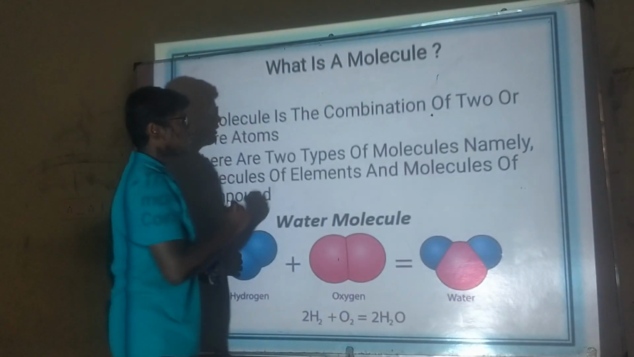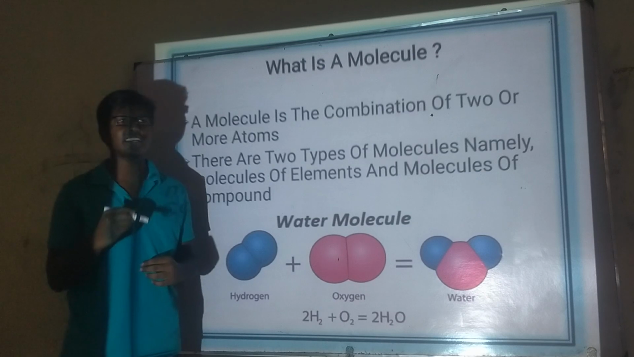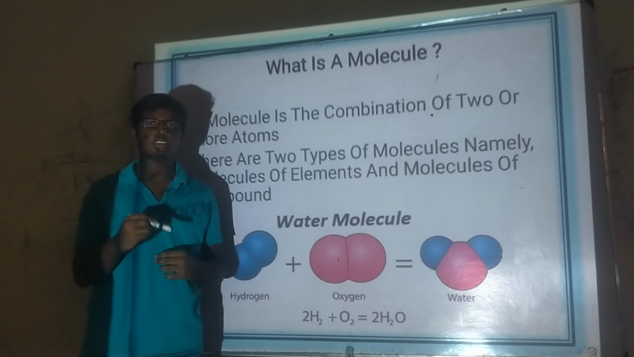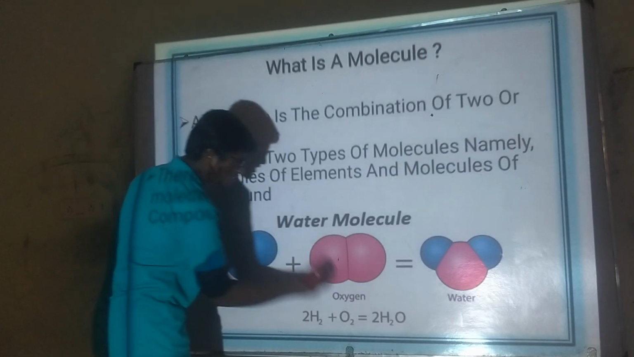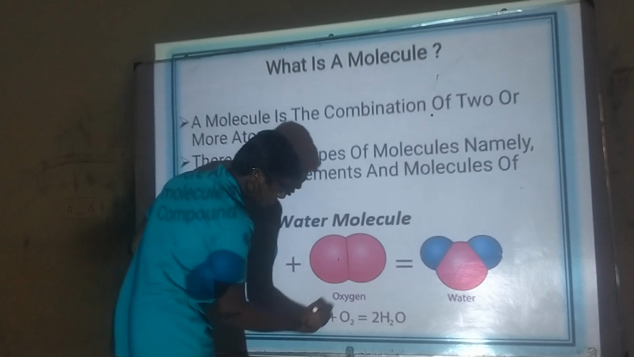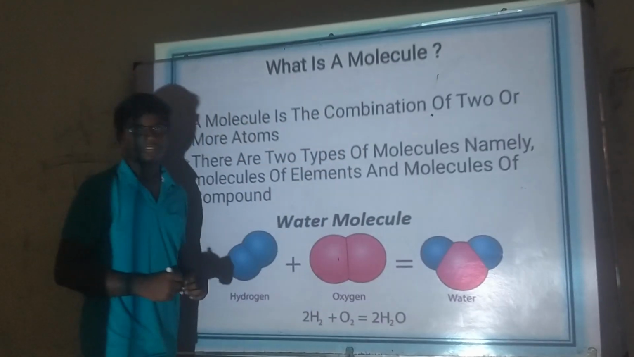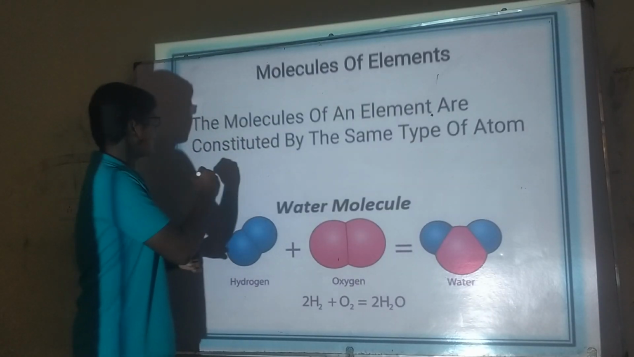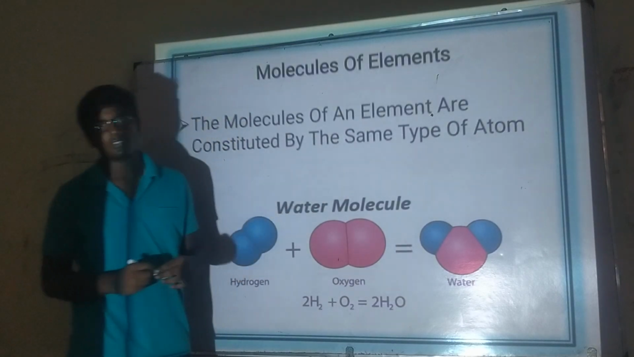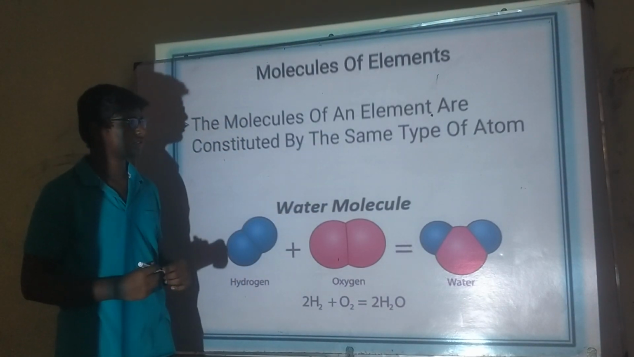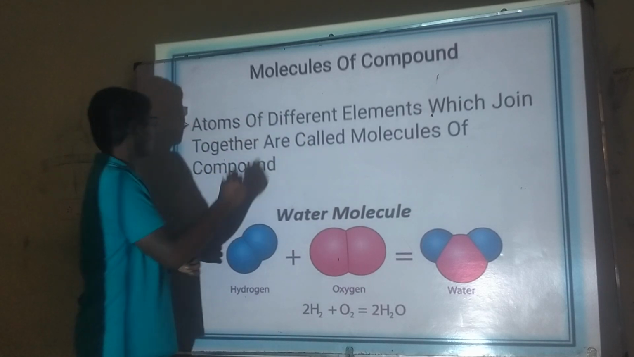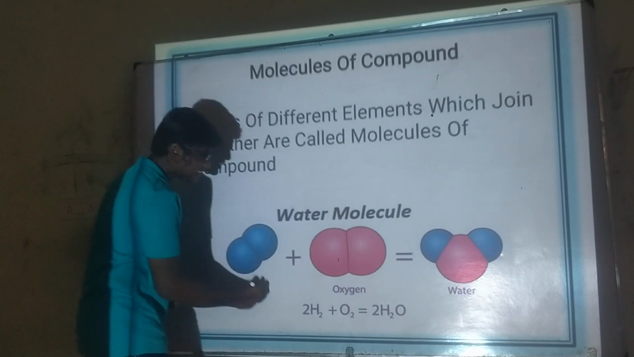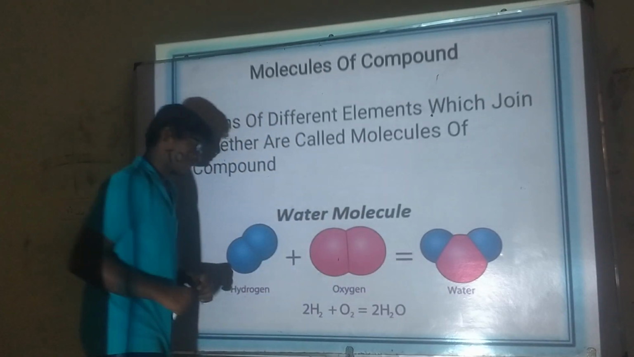What is a molecule? A molecule is the combination of 2 or more kinds of atoms. There are 2 types of molecules, namely molecules of elements and molecules of compounds. Here we can see hydrogen plus oxygen, which is equal to water. 2H2 plus O2 is equal to 2H2O. Molecules of elements. The molecules of an element are constituted by the same type of atom. Molecules of compound. Atoms of different elements which join together are called molecules of compound. Hydrogen plus oxygen equal to water molecule.